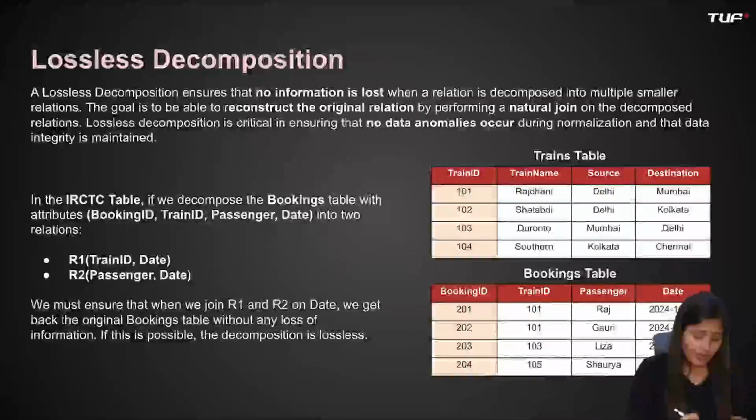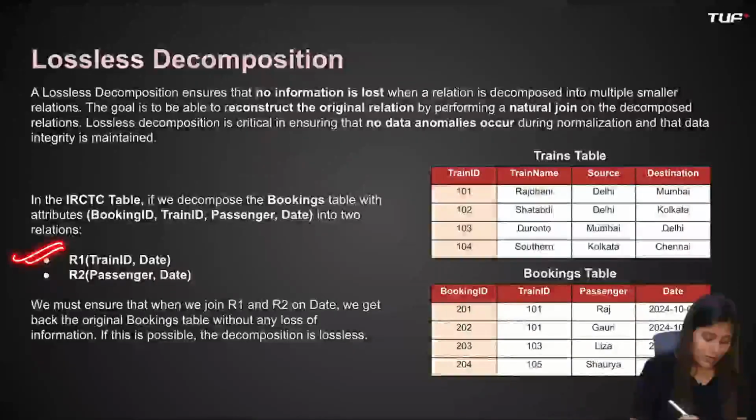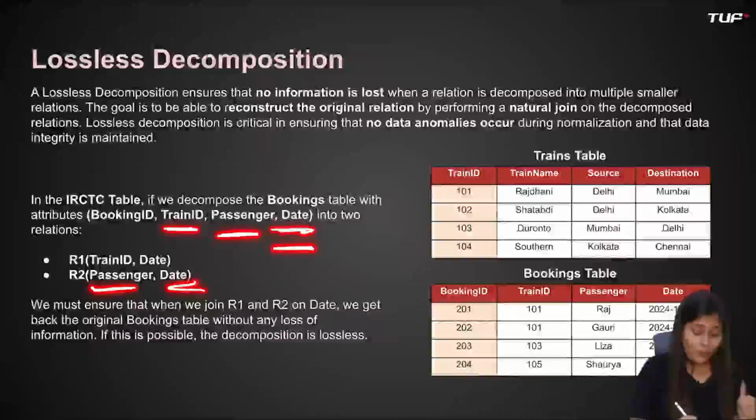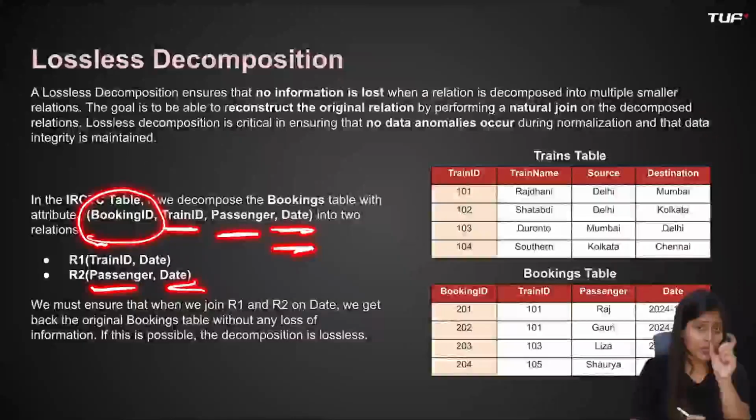So let's see, we have a table where we have booking ID, train ID, passenger, and date. So we have 4 attributes here, and you have divided the larger table into smaller ones. In R1 you are saying train ID and date is there, and in R2 you are saying passenger and date is there. Now you can see booking ID is not mentioned in any of the tables, right? So if you have some relation of booking ID with some other attribute in the larger table, but in the smaller tables you do not have this column, basically you don't have the relation with the booking ID as well.